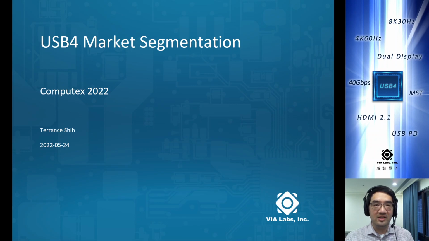The topic of today's talk is going to be mostly about USB 4 marketing segmentation, but we're also going to review the USB 4 spec, and we'll talk about market drivers, and we'll close by talking about the VL830 USB 4 device. So let's get started.